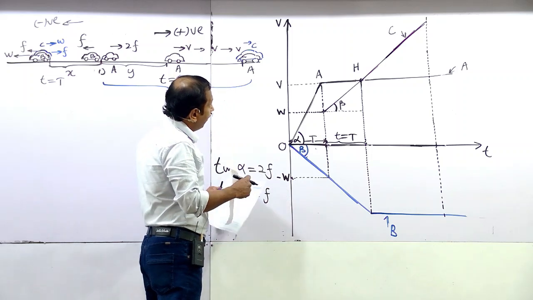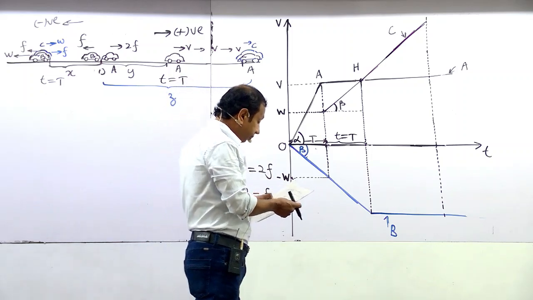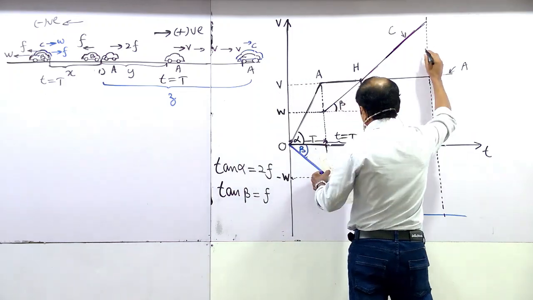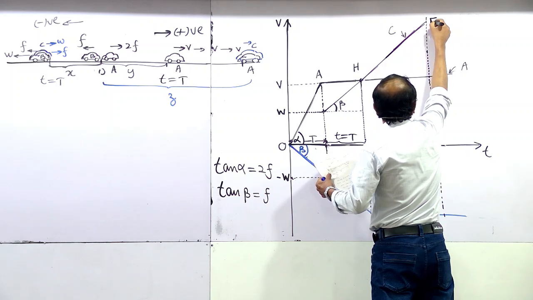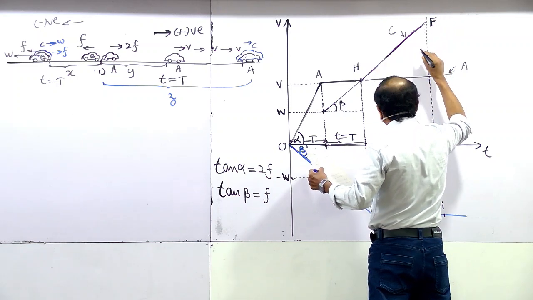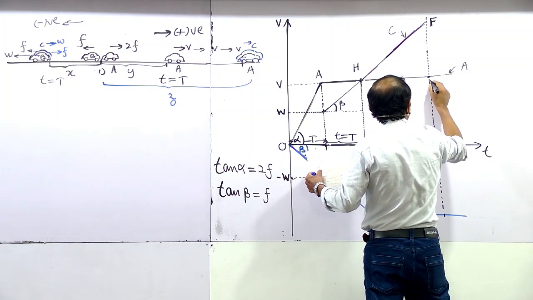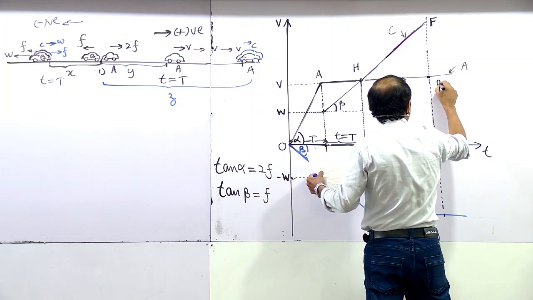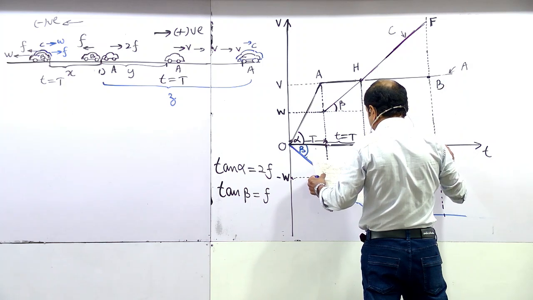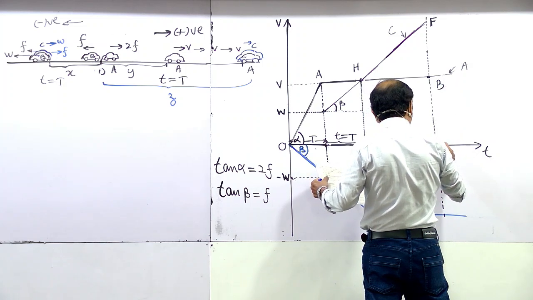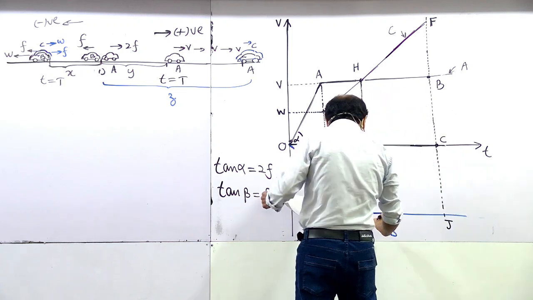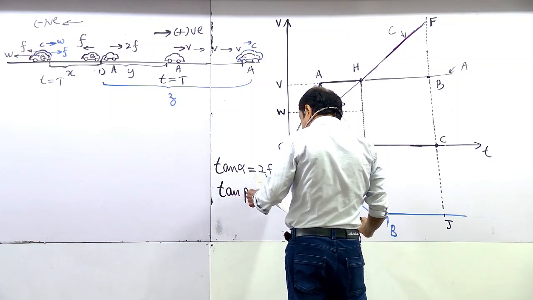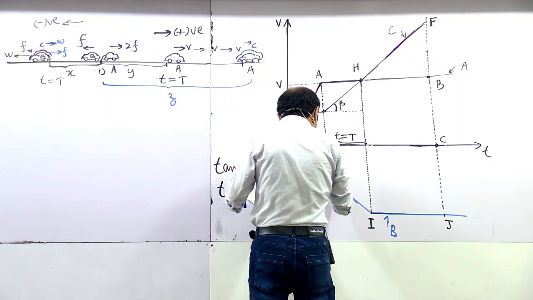Now, I'll mark the points like this. Here, this point I have taken as F. I take the same points. This is F, and this point is B. This point is B. This point is C. This point is J. This point is I. Right? This point taken as G.